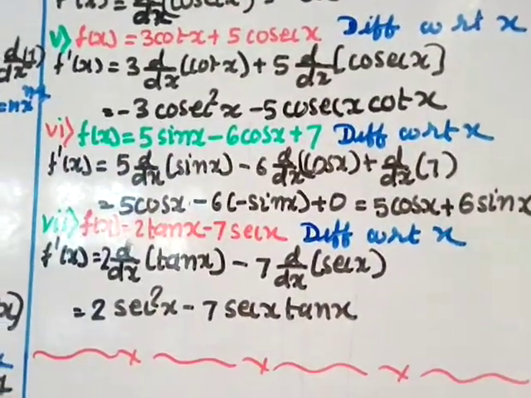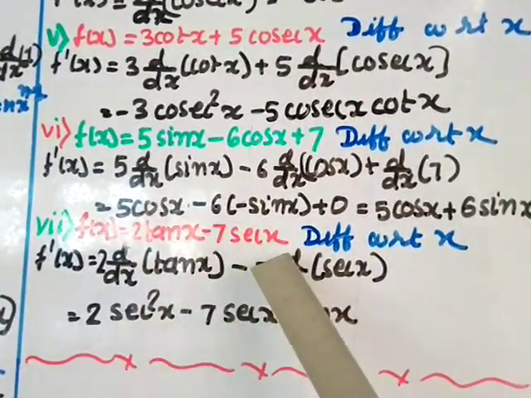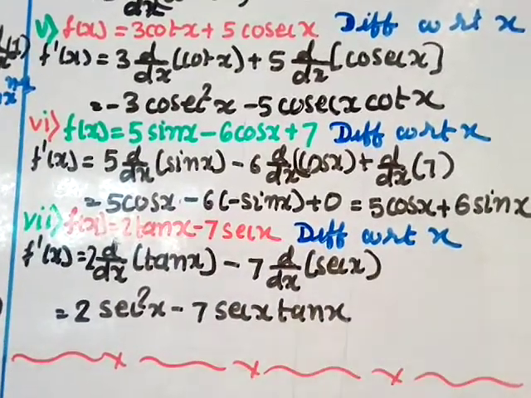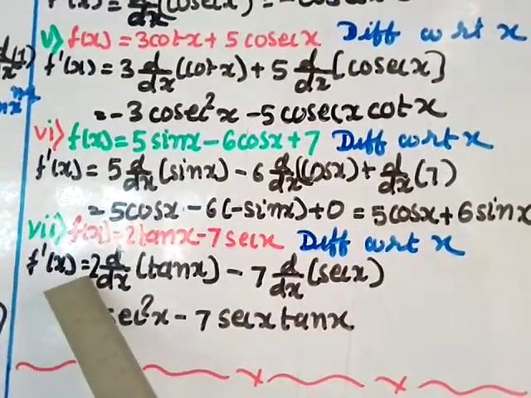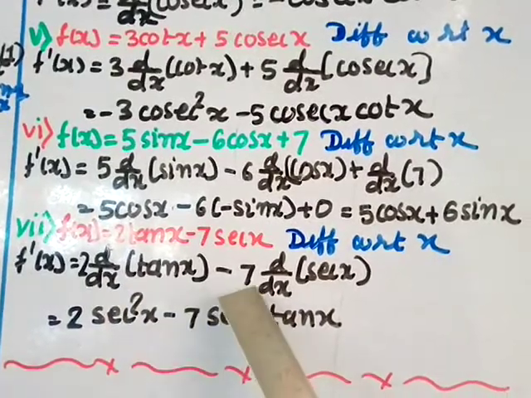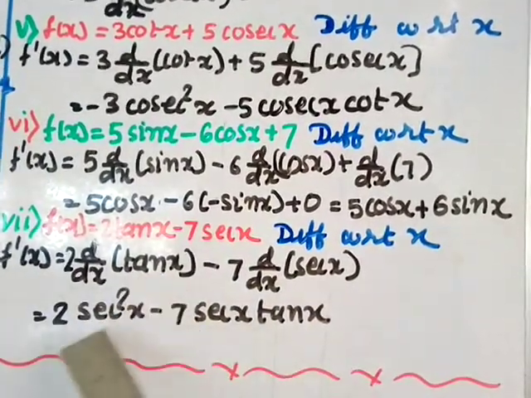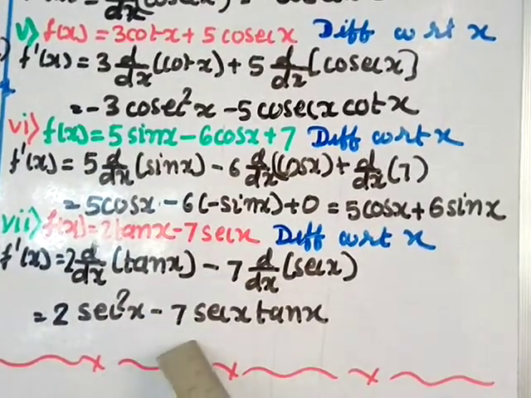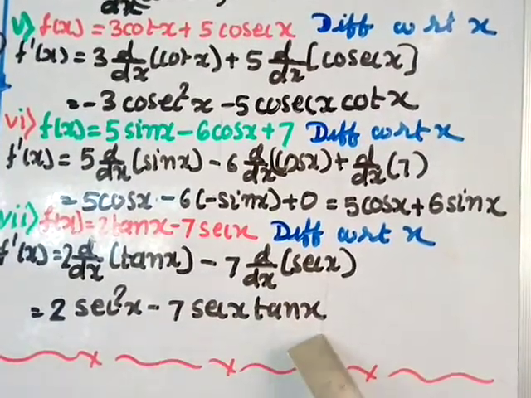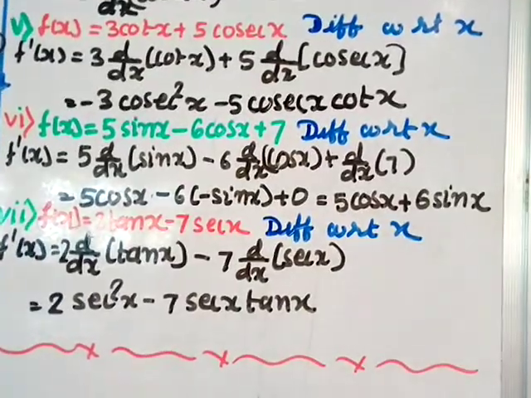Number 7, f(x) is equal to 2 tan x minus 7 sec x. Differentiate with respect to x. So f dash x equal to 2 d by dx of tan x minus 7 d by dx of sec x. So 2 tan derivative is sec square x, minus 7 sec derivative is sec x into tan x. So that is the solution for Roman number 7.